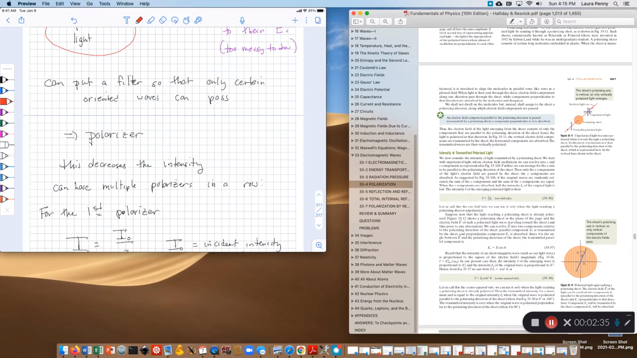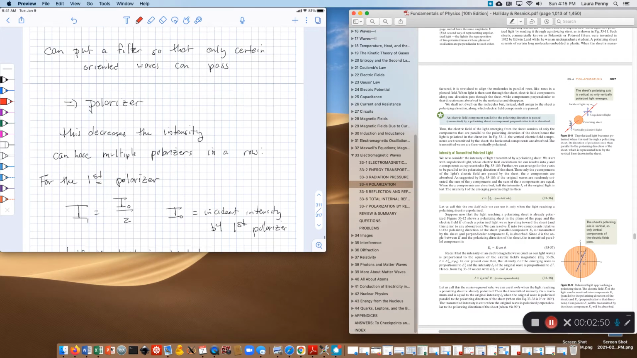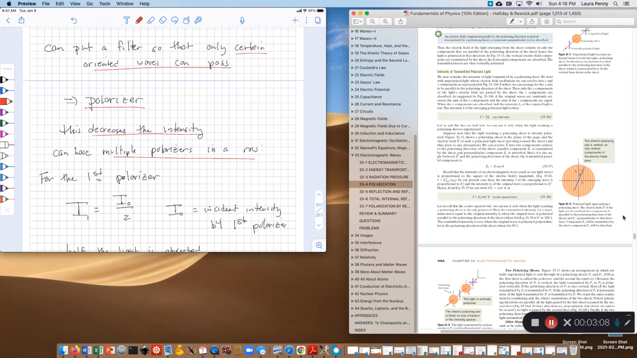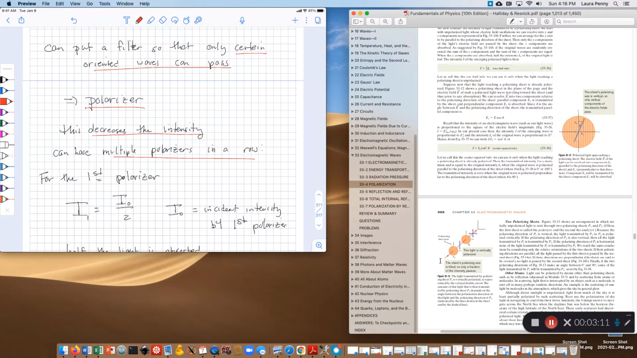So here they're showing we have this regular unpolarized light coming in, and then what makes it through the polarizer is only the vertical polarized electric field parts. They only show the electric field, but we understand that we're also leaving behind the magnetic field. So we have a polarizer that only allows certain oriented waves to pass through. This is obviously going to decrease the intensity, the amount of energy you're getting. And you can also have multiple polarizers in a row. This is just one polarizer in this picture, but you can have situations where you put more than one polarizer that light makes it through.